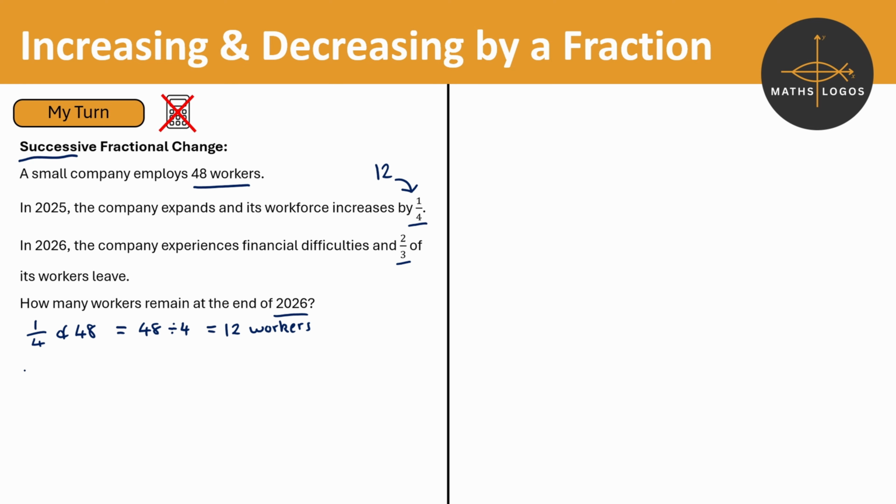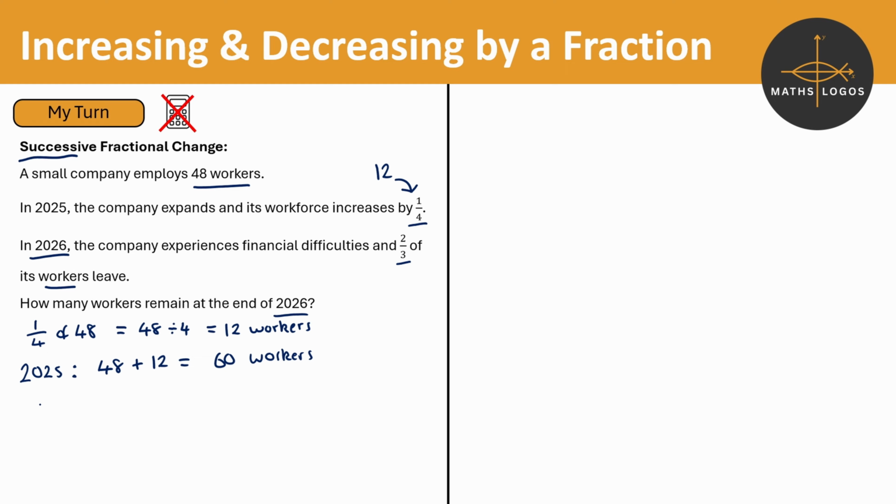Let's work out the new number of employees. So it's 2025. There were originally 48 and we gain 12. That takes us up to 60 workers. All right, let's look at the next part. In 2026, the company experiences financial difficulties and 2/3 of its workers leave. Now it's 2/3 of the 60 workers, not 2/3 of the 48.